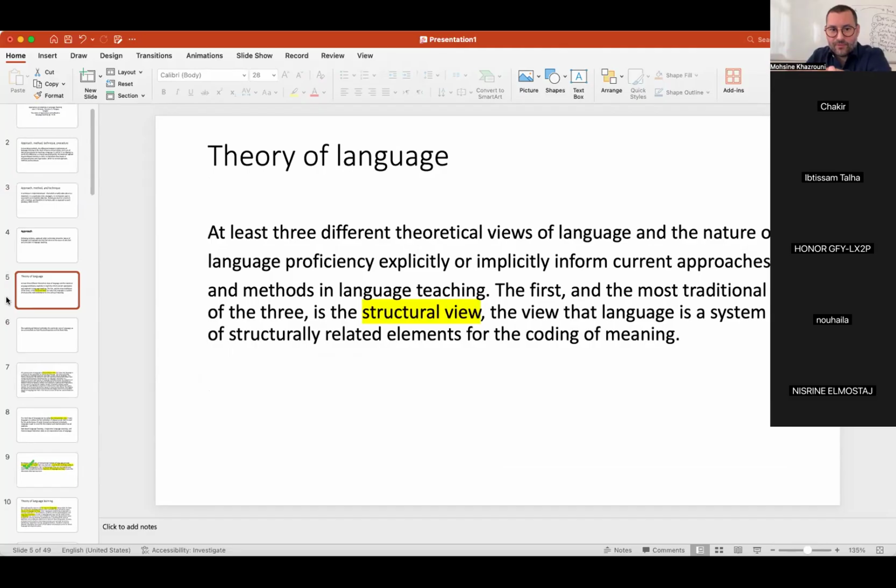This is a revision. We have already spoken about this. So this is a summary. I'm going to send you this presentation later on. It summarizes the whole chapter.